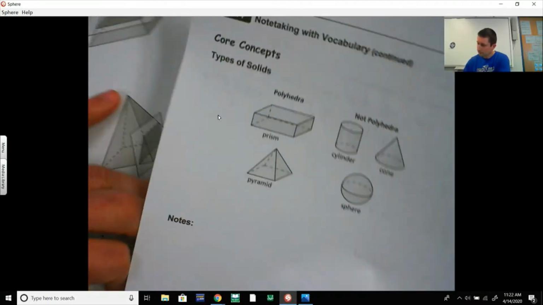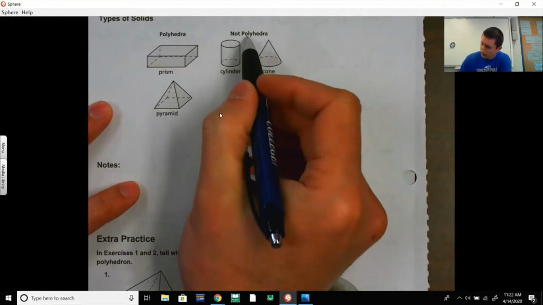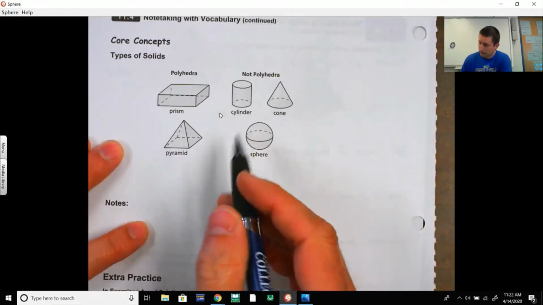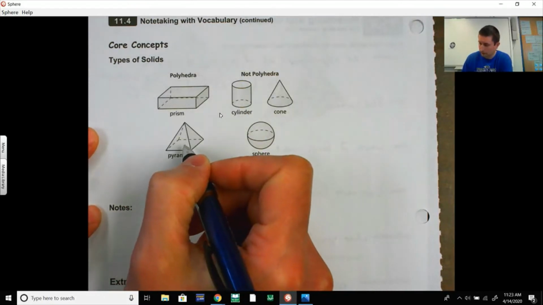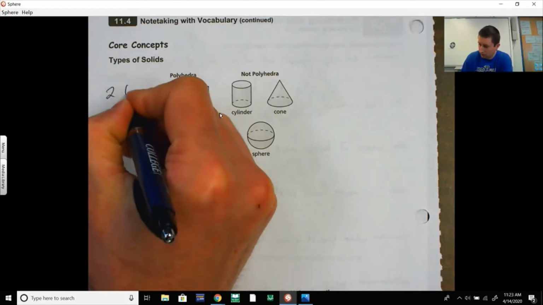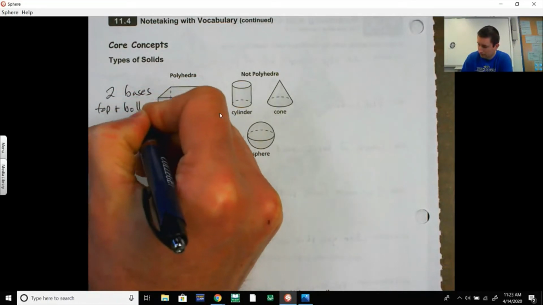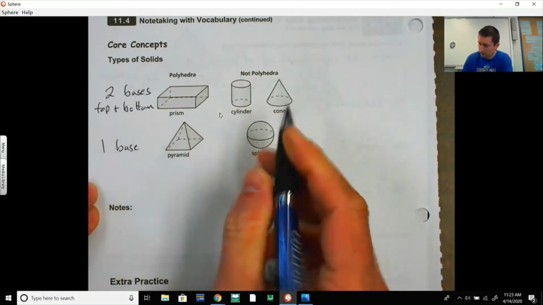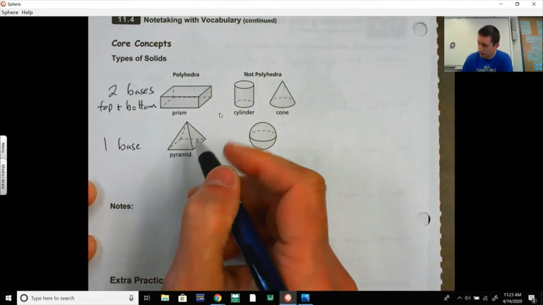Okay, so these are your polyhedra, and not polyhedra. We have prisms and we have pyramids. The difference between a prism and a pyramid is how many bases you have. A prism has two bases, a top and bottom. A pyramid only has one base. So prisms and pyramids are your two types of polyhedron.